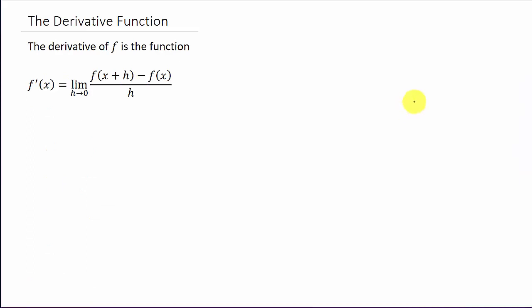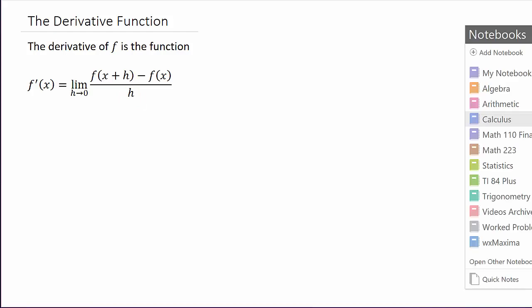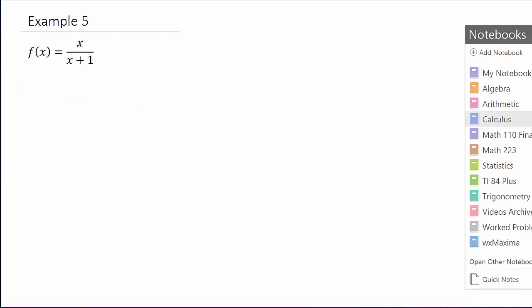And so here we have the definition. It says the derivative of a function, f prime of x, is the limit as h goes to 0 of f of x plus h minus f of x, over h. Alright, so let's look at example 5.